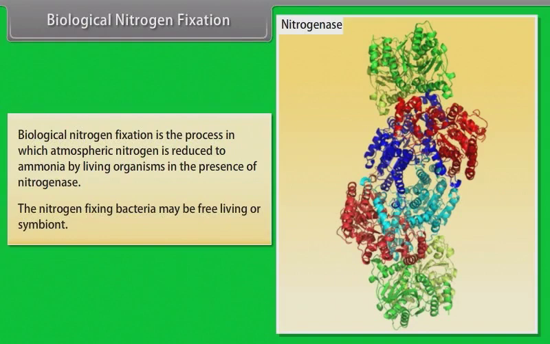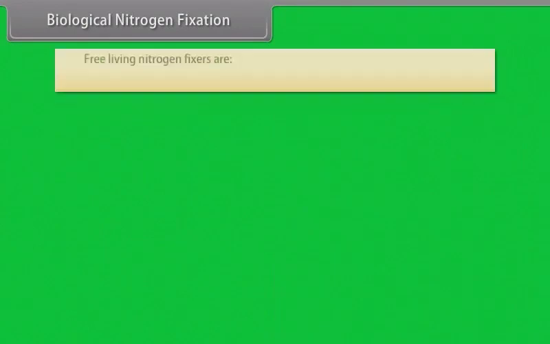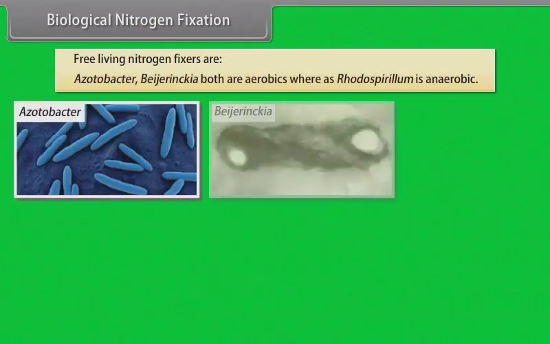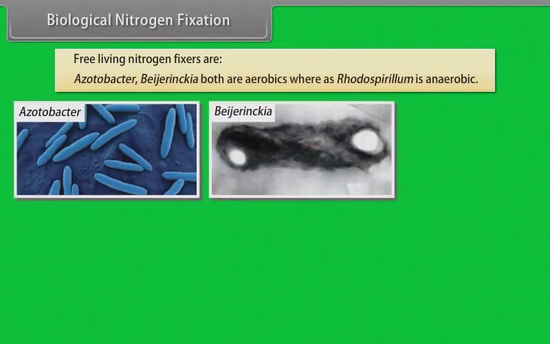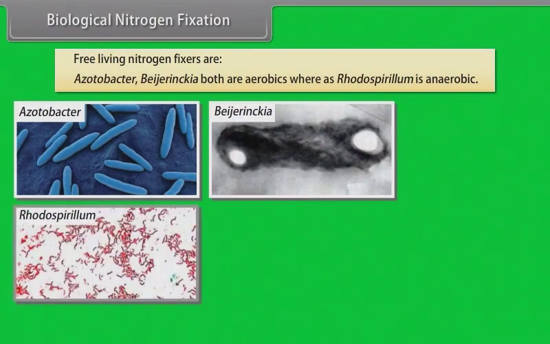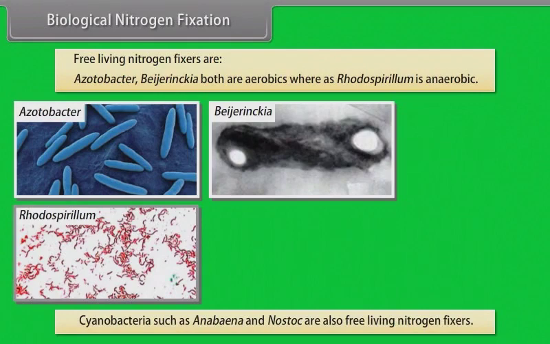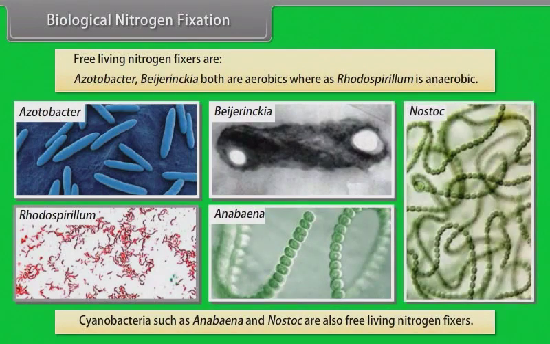The nitrogen-fixing bacteria may be free-living or symbiont. Free-living nitrogen fixers are Azotobacter and Beijerinckia, both are aerobic, whereas Rhodospirillum is anaerobic. Cyanobacteria such as Anabaena and Nostoc are also free-living nitrogen fixers.